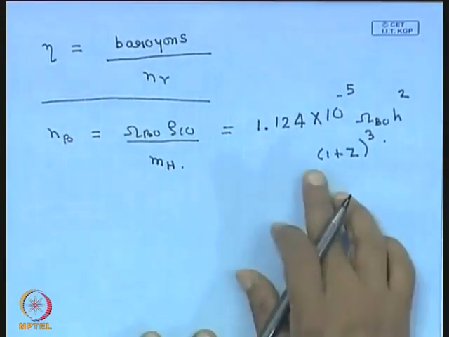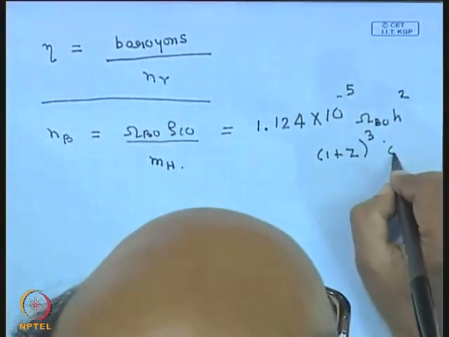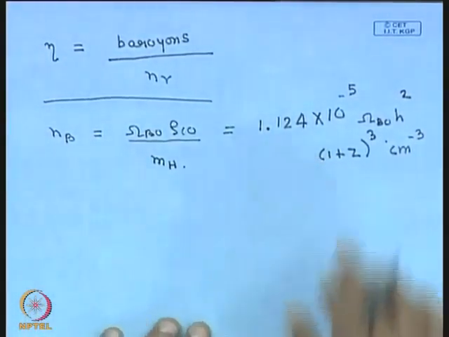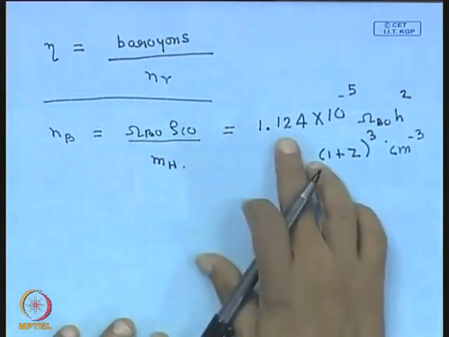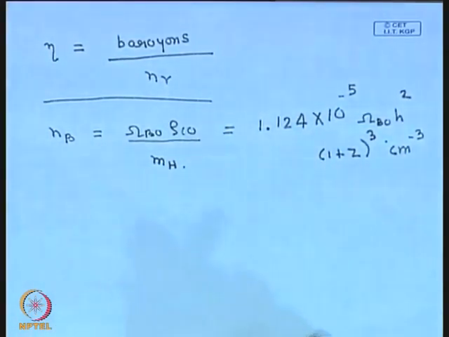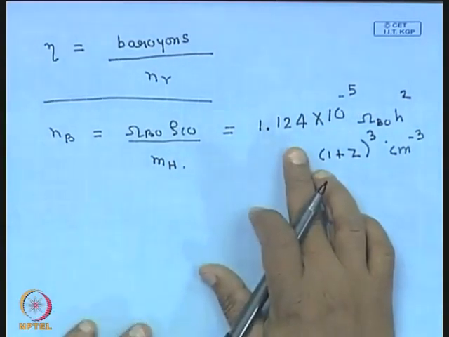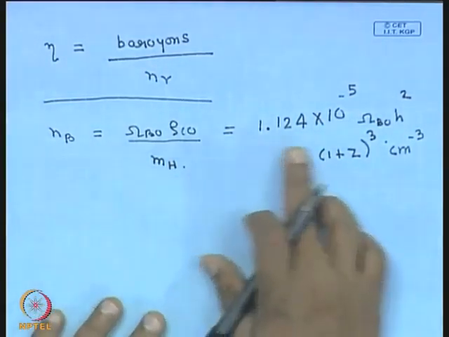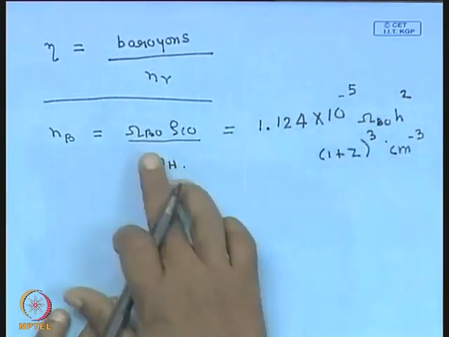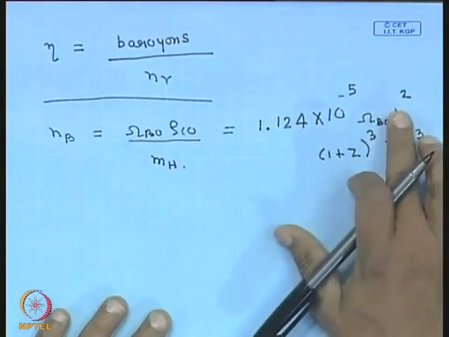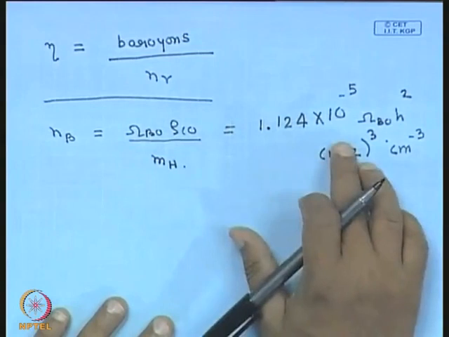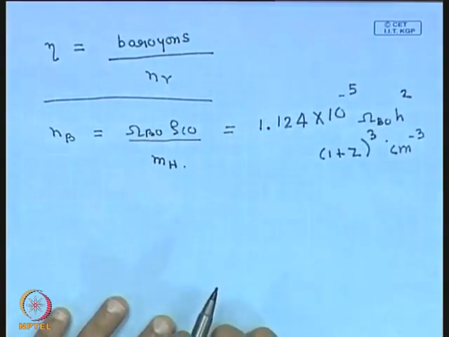This is the number density of baryons per centimeter cubed in the universe. It is quite clear that this is much smaller than the number density of the CMBR photons. The CMBR photons, we have seen, there are 420 of them per centimeter cubed. Even if all the matter in the universe were baryons, the number density of baryons would be at least 10 to the power minus 7 times smaller.